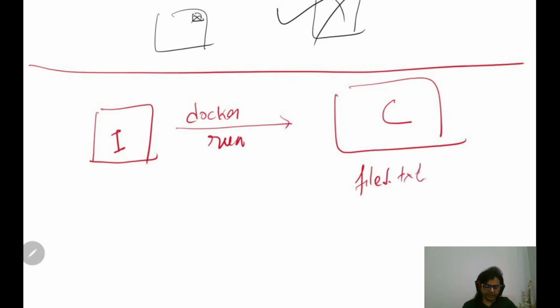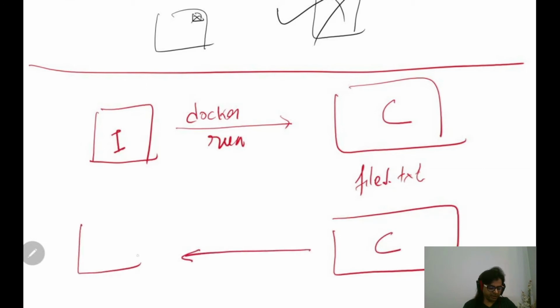So now going ahead, if I want to convert this container back to an image, so I want this container to become an image. Why would I do that? Because I want the changed things to be used by people, by my team, or probably by my customers. So what is the way to do that?